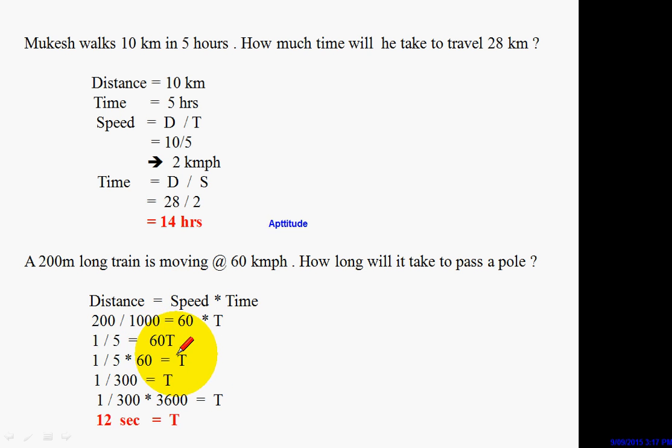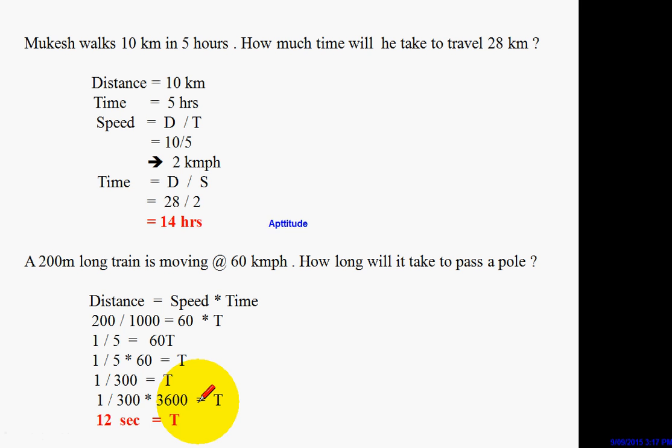Keep the t on the right hand side, bring the 60 to the left hand side. So 1 by 5 into 60, which is 1 by 300, is equal to t. 1 by 300 is equal to t. Also you have to check the answer options. If the time is given in seconds, but we are calculating the time in hours now, then from hours you need to convert it into seconds.